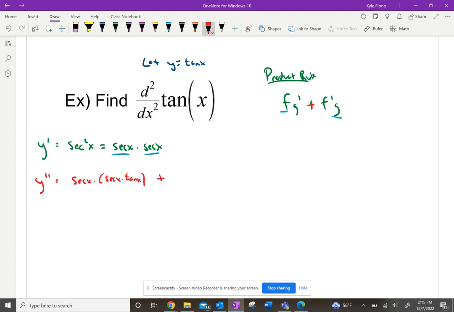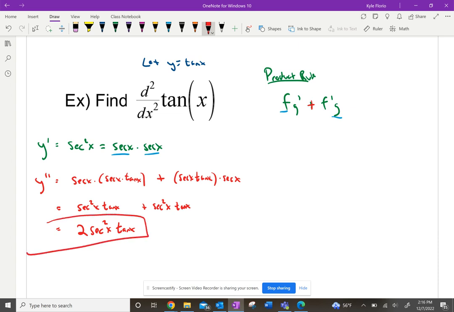So I got to do plus the derivative of the first function. The derivative of the first function, which is secant, is secant tangent, times the second function, which is still secant. So that's going to be secant squared x tangent x plus secant squared x tangent x. And these are like terms, so there's just 2 secant squared x tangent x. So that is my second derivative.